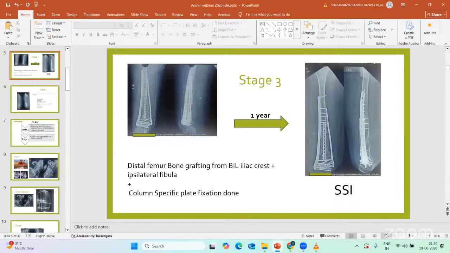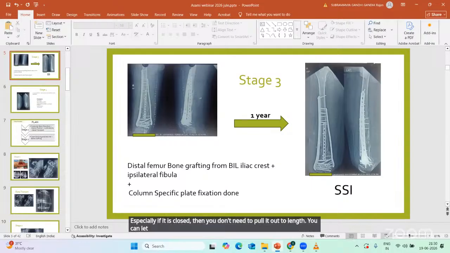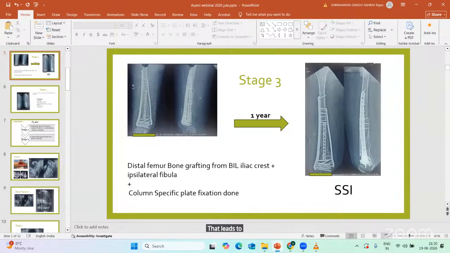So the point he's making is when you have a grossly comminuted fracture, especially if it is closed, then you don't need to pull it out to length. You can let it collapse a little bit. That leads to a better union.